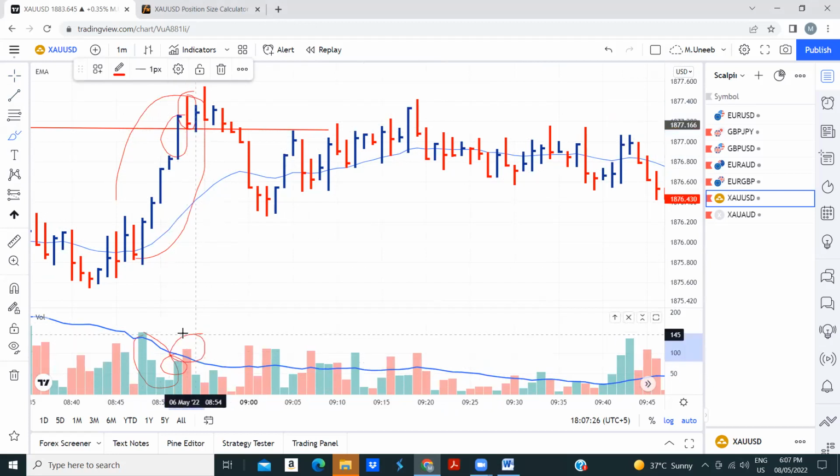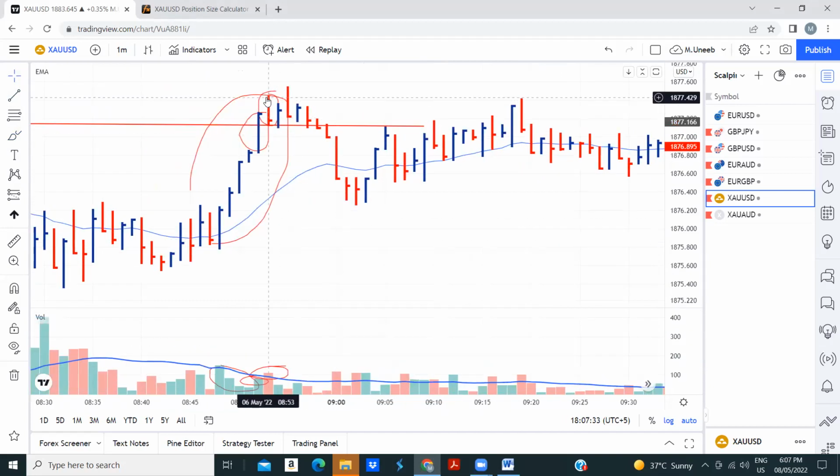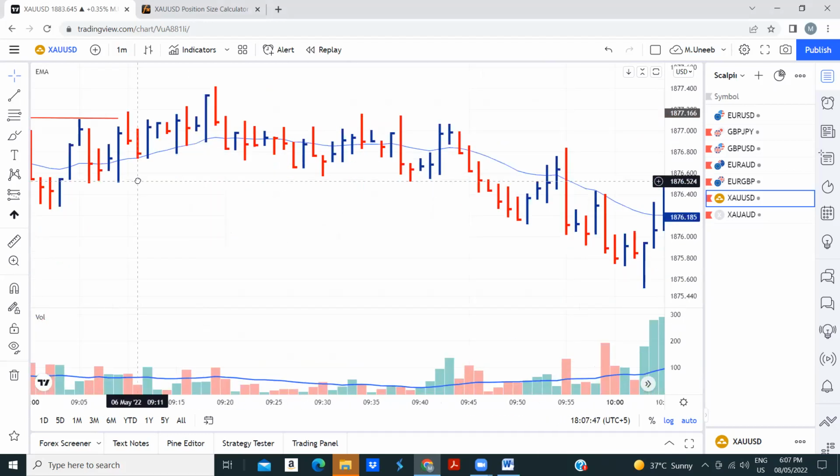Effort versus no result. Can you see? So this shows us, and how does it close? It closes on the low. If it was a true breakout, it would increase in volume and it would close on the top. Got it? So this is a failed breakout. This is a characteristic that this breakout will fail. Okay, now you see another one.